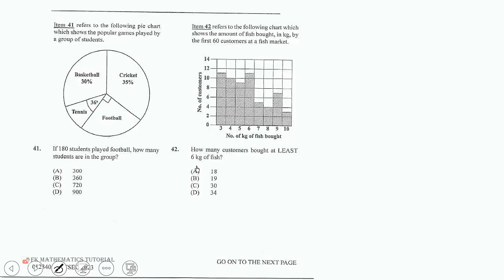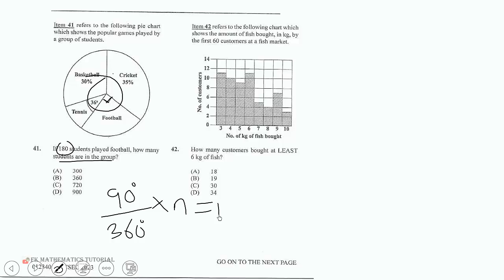Item 41 refers to the following pie chart, which shows the popular games played by a group of students. If 180 students played football, how many students are in the group? If you look at football on the pie chart, it has an angle of 90 degrees. So 90 degrees out of the whole angle in a circle, which is 360 degrees, multiplied by the number of students in the group, which we don't know, so let it be n, is equal to 180.